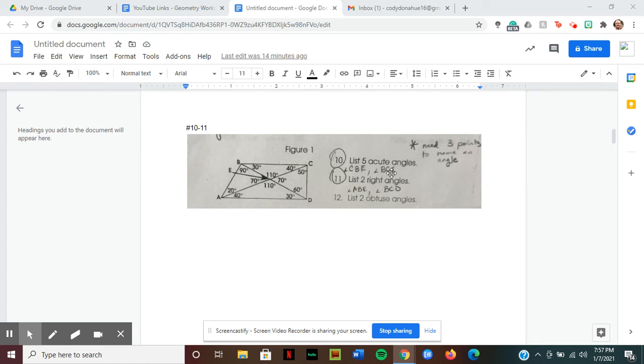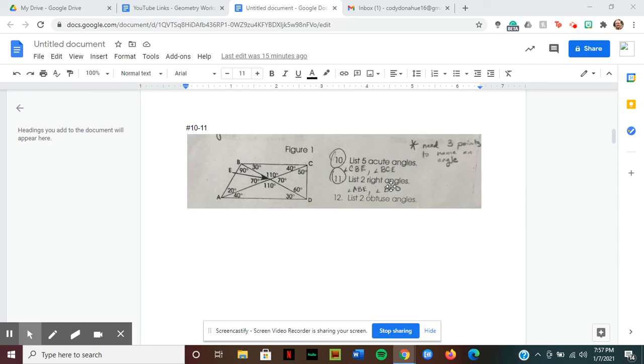Remember, you're going to have to list 5 in total, but the first 2 that I've listed are angles C, B, E. If you follow by the letter, CBE, that's going to be this 30 degree angle right here. And then the second one, angle BCE, remember, because E is the center point. So angle BCE, that's going to be this 40 degree angle. So that's going to be 2 of our acute angles.